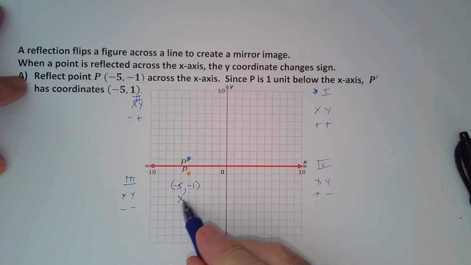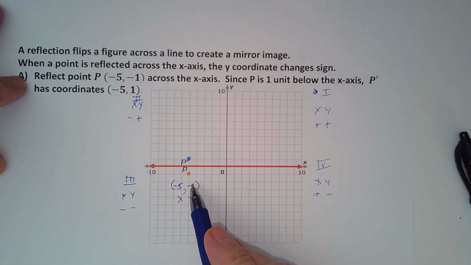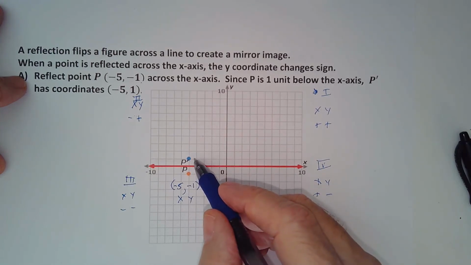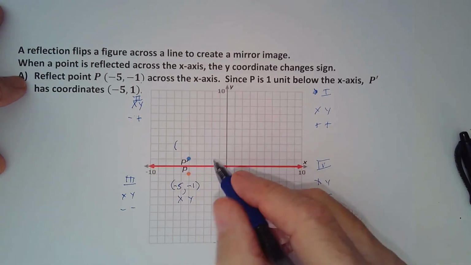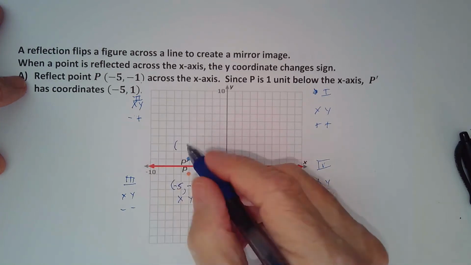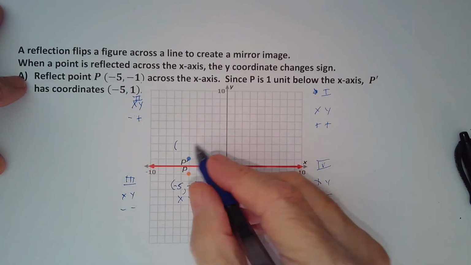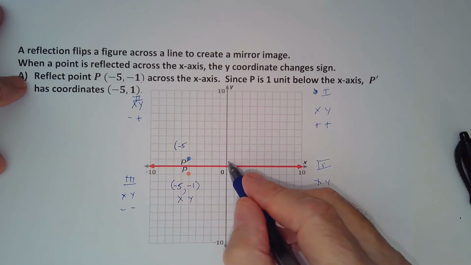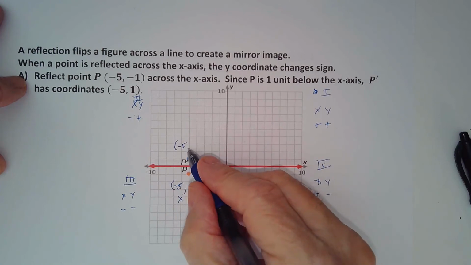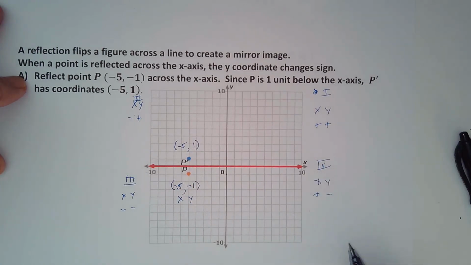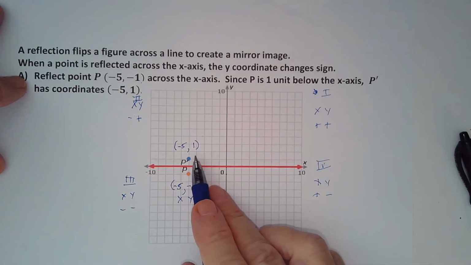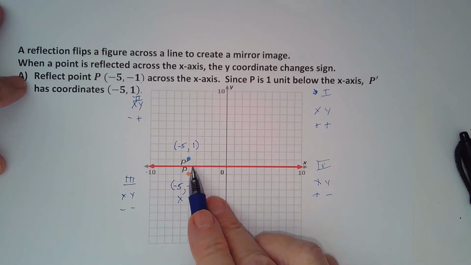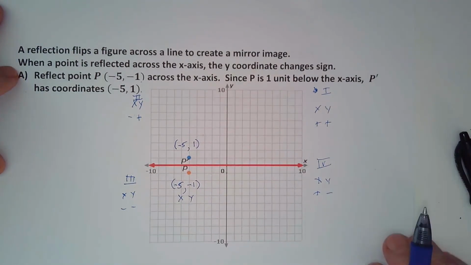Those are the x and y coordinates of the original pre-image point. The image point up here, x is still going to be negative, right? So that's going to stay -5, but you're above the x-axis now where y is +1. Okay, so that's the new coordinates for the image. So there you go.